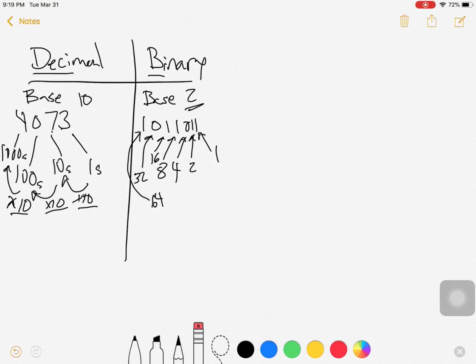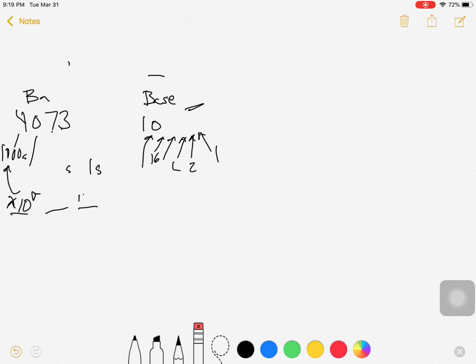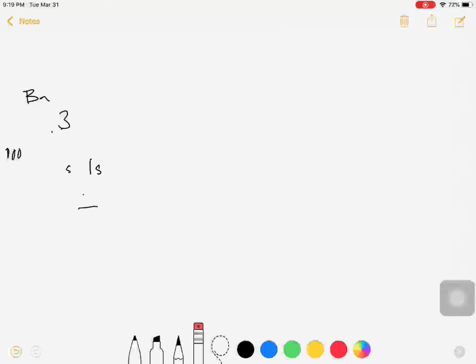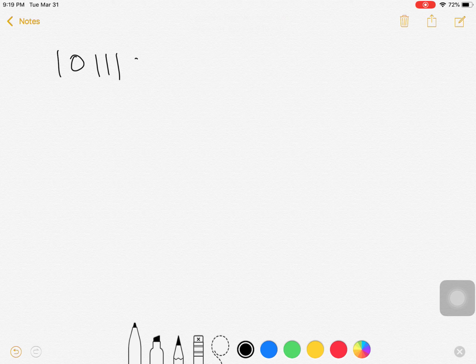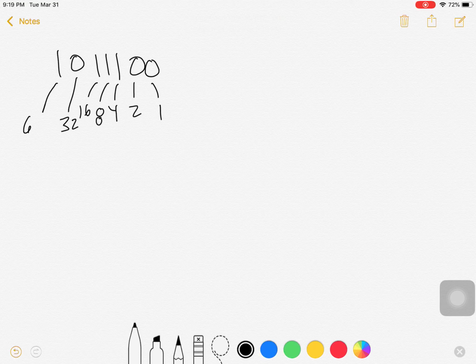Now we can actually use this knowledge to help us convert a binary number into a decimal number. So for example, let's say we had a binary number. Again, we know our digits here. That's ones, twos, 4's, 8's, 16's, 32's, and 64's. So what we can do is we say, how many ones do we have?